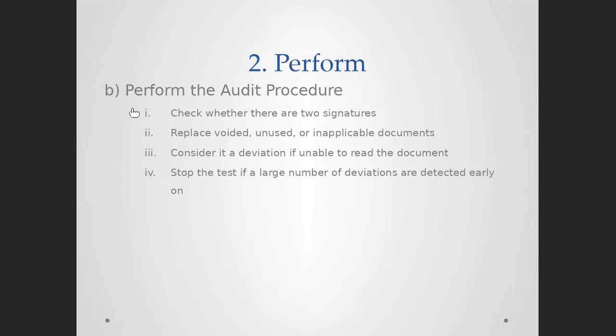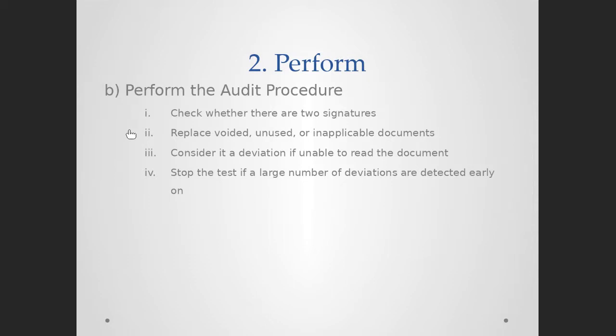What are we looking for? If there are two signatures or not. Excellent, very good. So two signatures or not. Now, if we have two signatures, that means they follow the control. If they don't have two signatures, we call it a deviation. Outstanding, very good. So we call that a deviation.